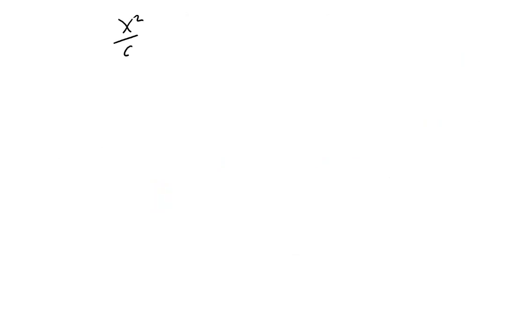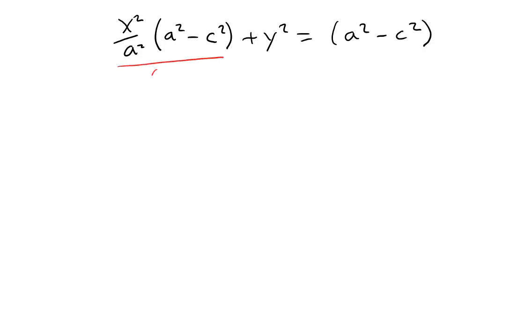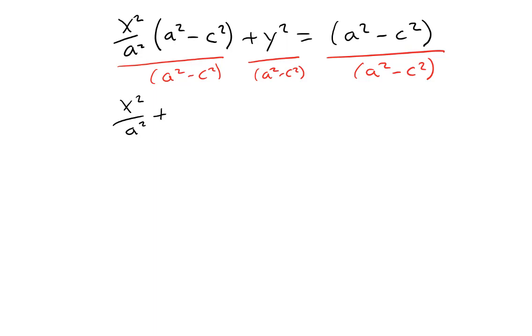x squared over a squared times the quantity a squared minus c squared plus y squared equals a squared minus c squared. We have a squared minus c squared in two places. I'm going to divide all the way through by that, and that leaves us x squared over a squared plus y squared over a squared minus c squared equals 1. Now that a squared minus c squared looks very familiar. In the ellipse equation, that was equal to b squared.